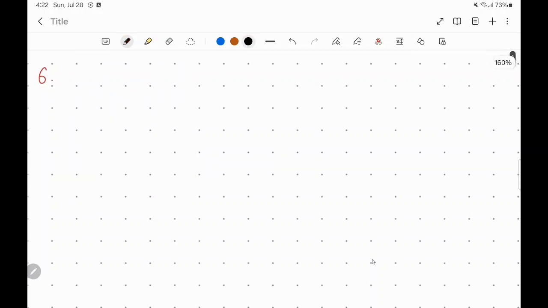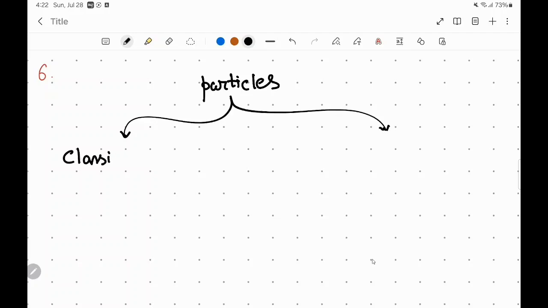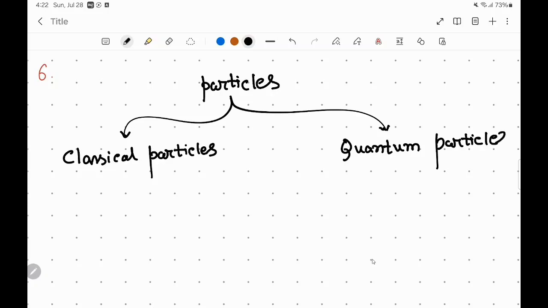So there are essentially two types of particle, as I discussed. First one is classical particles, and another one is quantum mechanical particles, or in short, quantum particles. So what is the difference between classical particle and quantum particle? Can you predict?